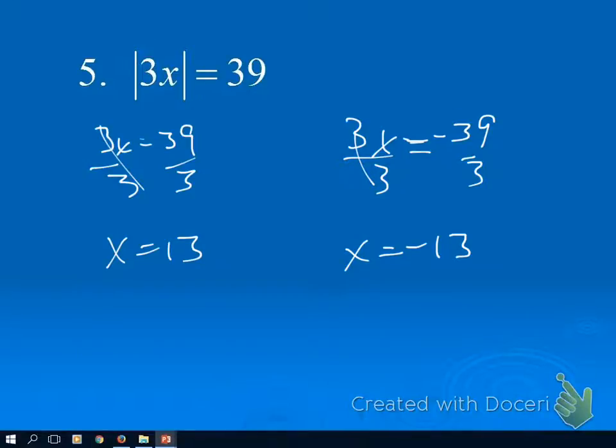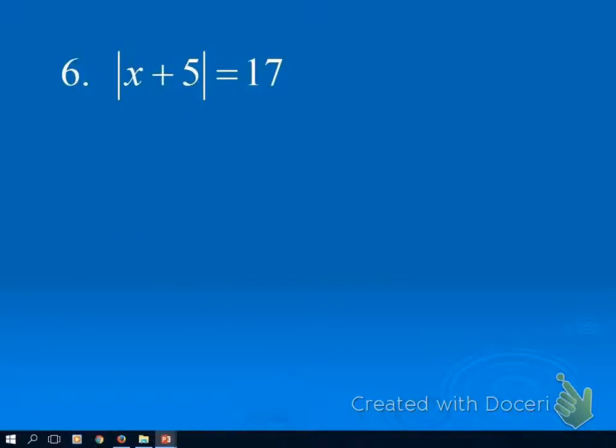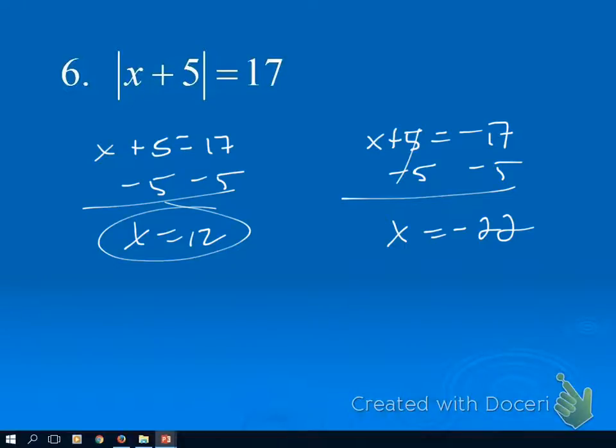Again, split and solve. Absolute value is equal to 39. Split them. 3x is equal to 39, 3x is equal to negative 39, and then go solve. Okay? Got another one here. Give this a shot. Did you get 12 and negative 22? Split and solve.